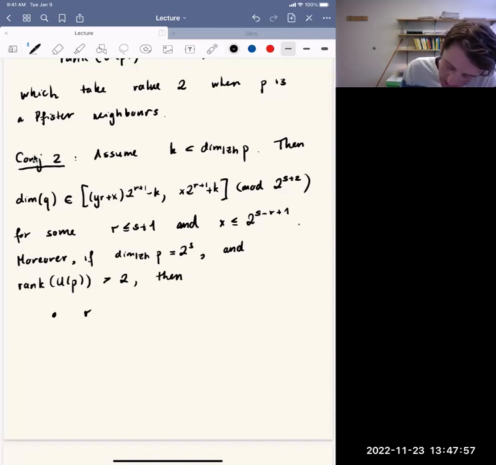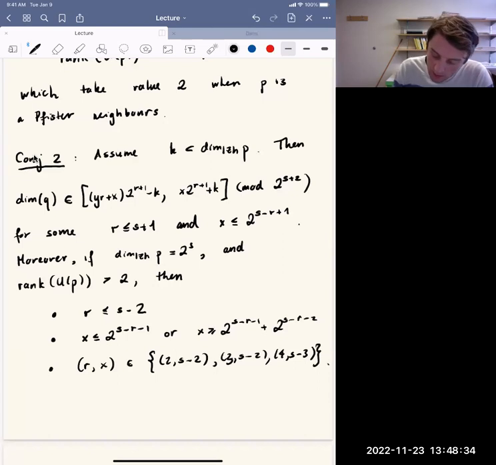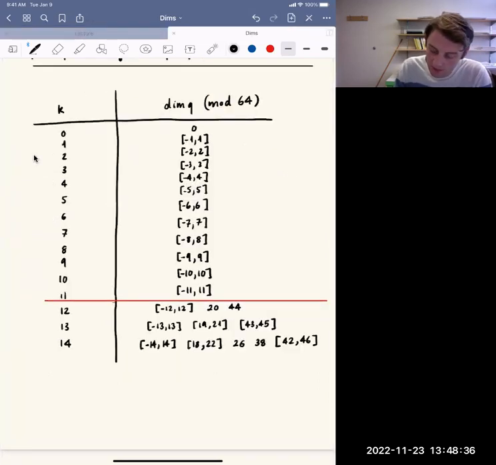Again, this is a bit technical to write down, but I'll do it anyway. So r now has to be less than or equal to s minus 2. X has to be either less than or equal to this power of 2, or greater than or equal to that power of 2 plus the previous power of 2. And for the pair r, x, there are some other excluded values. So it can't be 3 s minus 2, or 4 s minus 3. Okay, so again, this looks like a mouthful, but I will jump to an example to show you what this looks like.